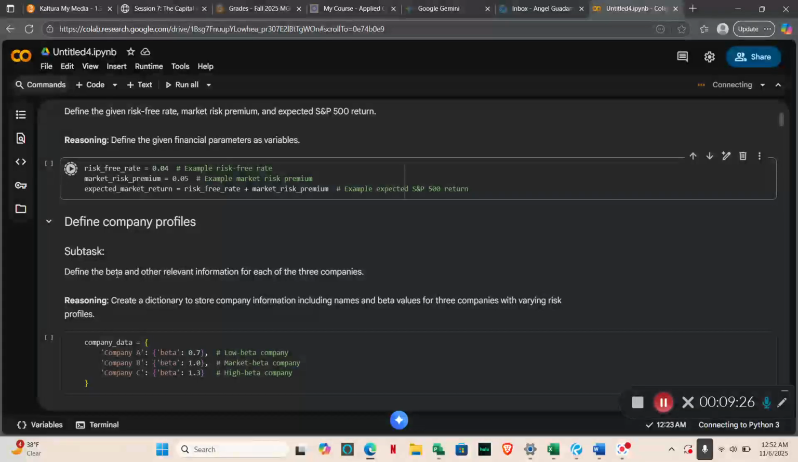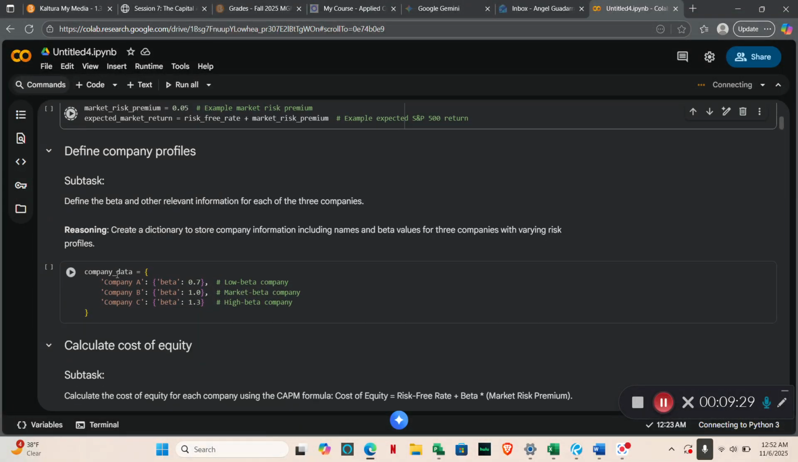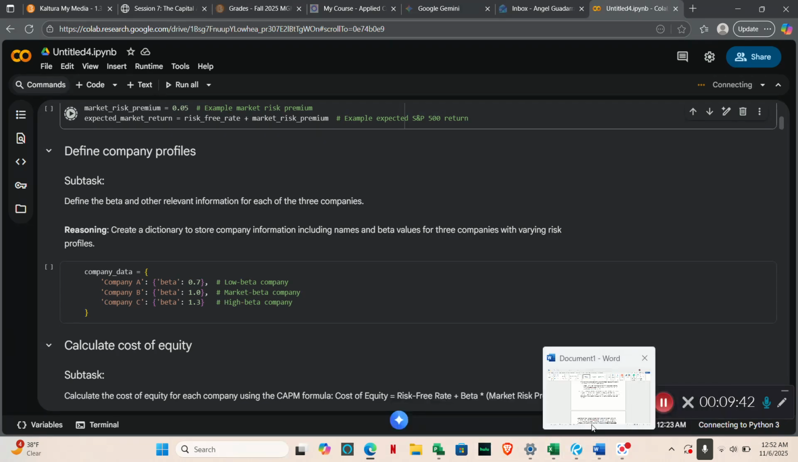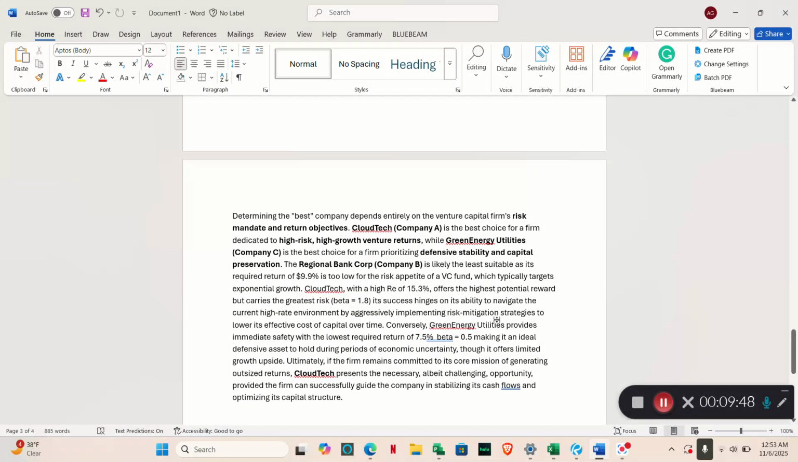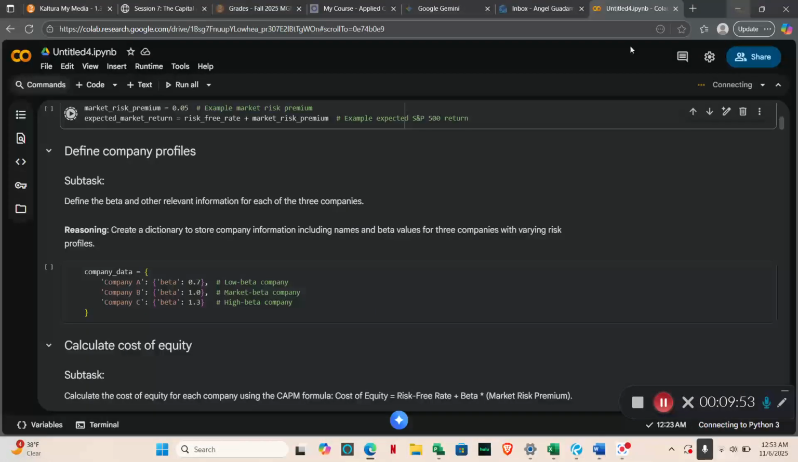Kind of went over that earlier. So company data, which we're going to calculate, we're going to need to find out all the beta, all the... I'm so sorry, I don't know why I'm drawing a blank. The highest risk, of course.